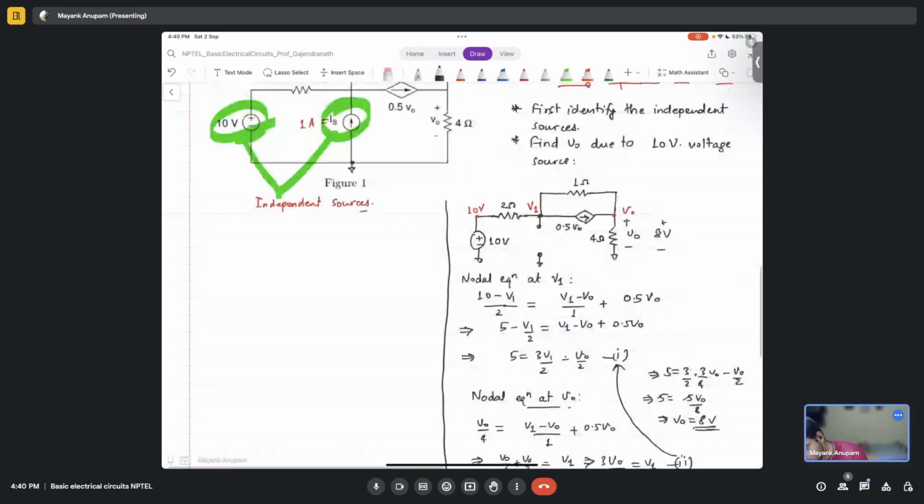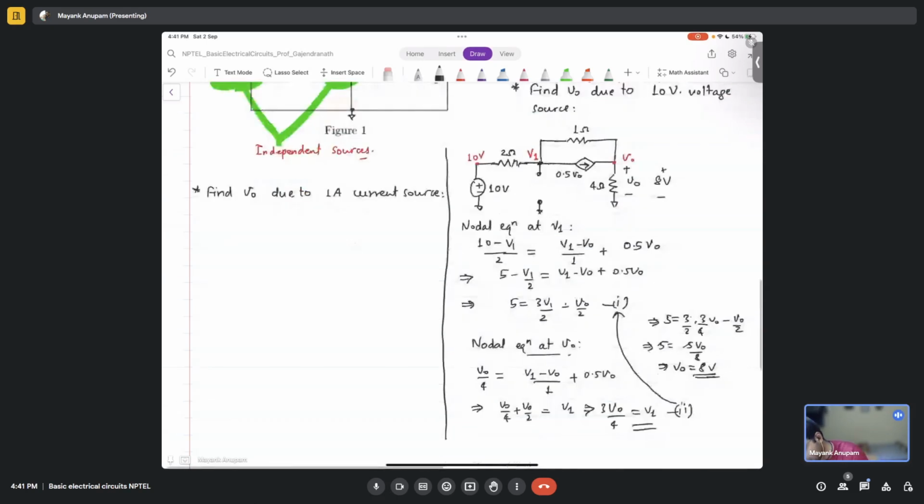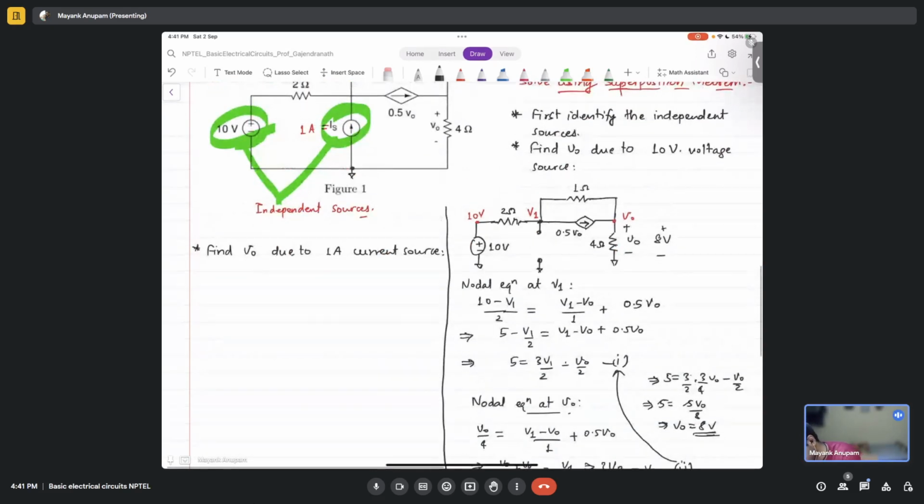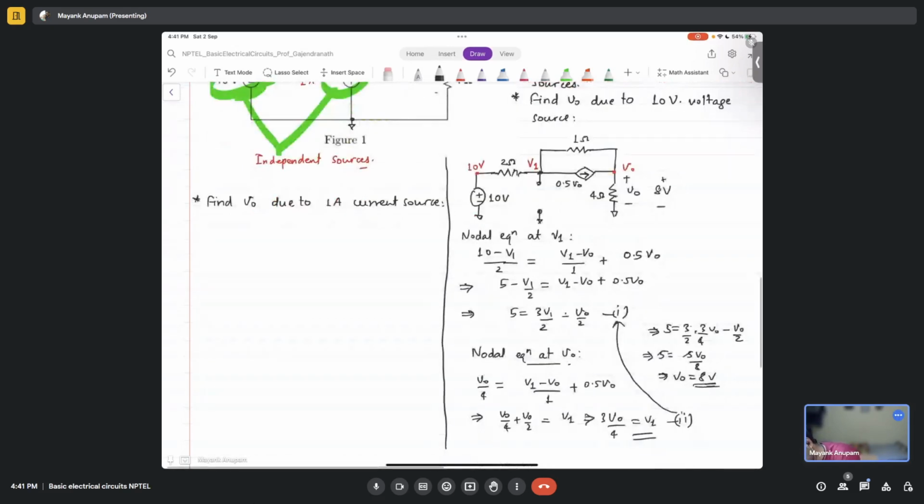Now we should do the other thing, right? So now we have to find V0 due to the 1 ampere current source, right? So what will be my network? Because for that I have to nullify the voltage source, right? So how will I nullify the voltage source? Simply short it, right? So my network will be of this kind.